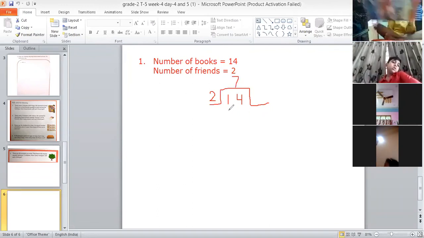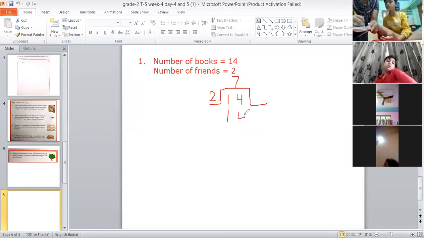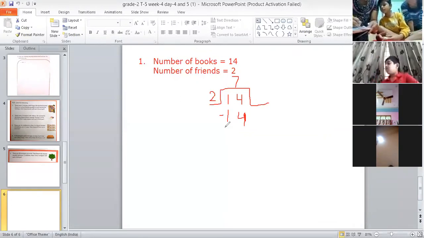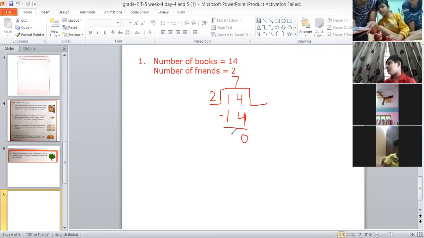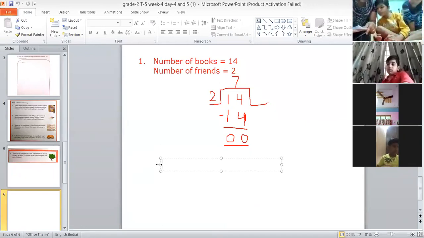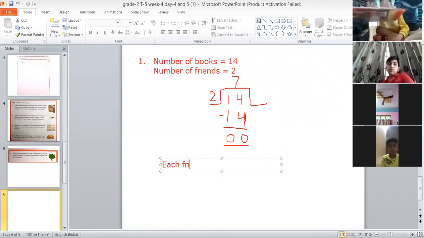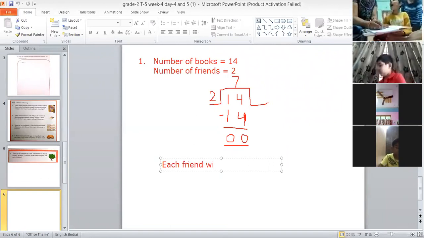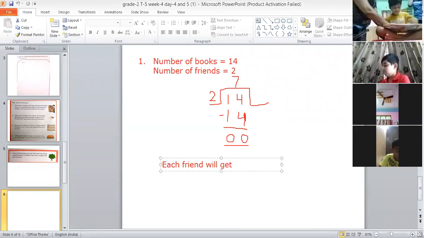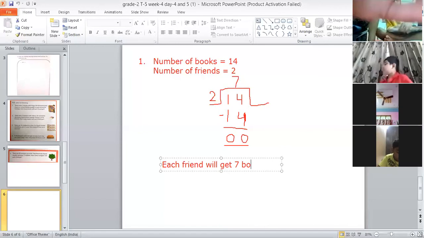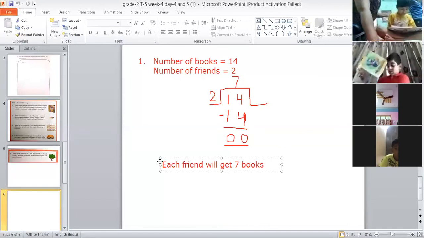So we will write that 7 up, and then we will write this 14 down because 2 7s are 14, right? And then you know that you have to put the minus sign here. 4 minus 4 is 0 and 1 minus 1 is again 0. So our quotient is 7 here. So our answer will be 7, right? So we will write it in the next line that each friend will get 7 books. Each friend will get 7 books.